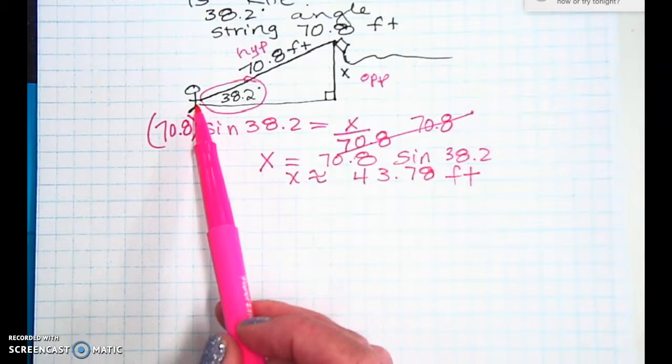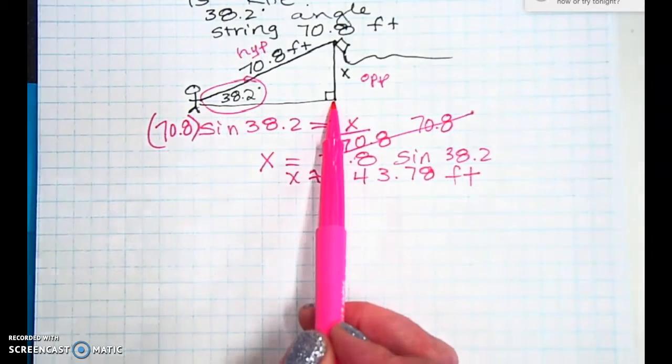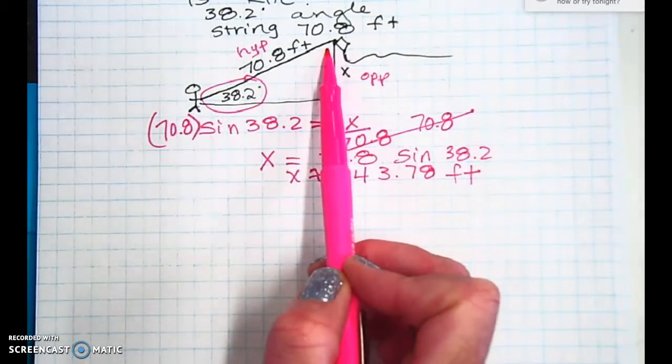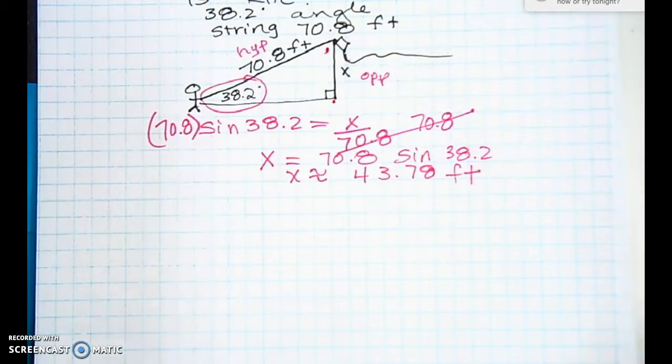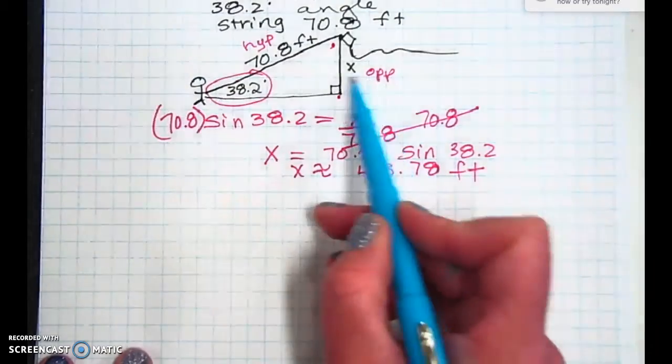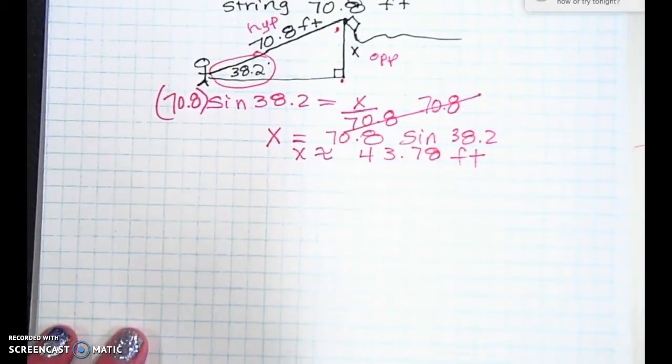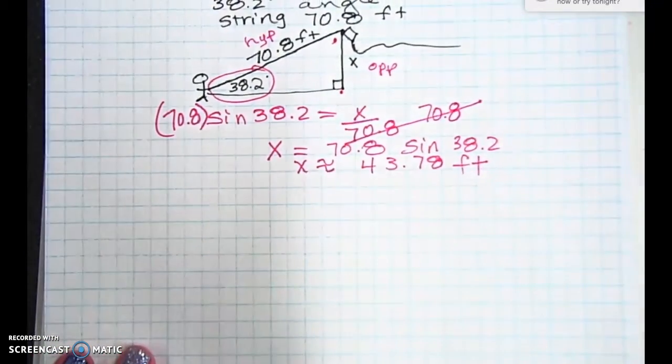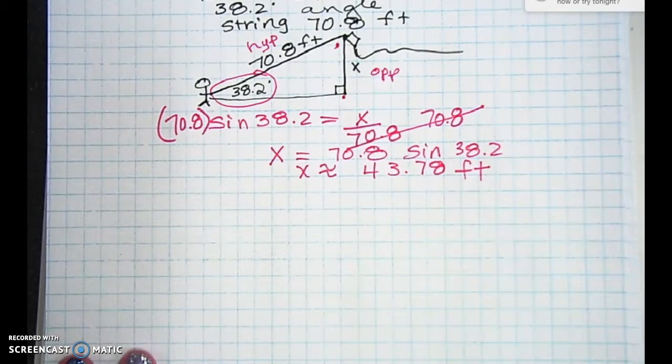Okay, so that one only asked for that height. Could have also asked for the distance from the person to there. Could have also asked for this angle. If it asks you to completely solve it, then completely solve it. But in this case, it only asked for how high it was above the ground. Any questions on example number 1?